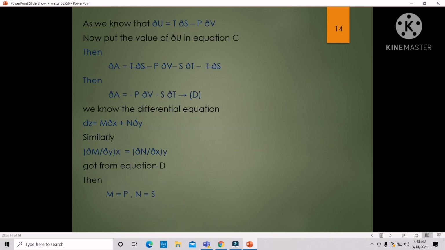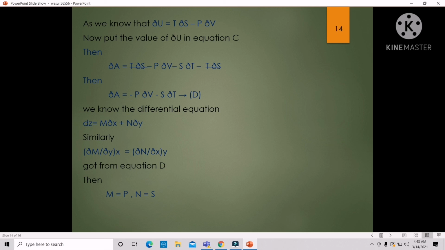We just have to replace change in U with some other variables. We know that change in U is equal to temperature ∂S minus P ∂V. We put this in equation number C. We get the change in Helmholtz free energy, which is equal to minus P ∂V minus S ∂T, which forms equation number D.